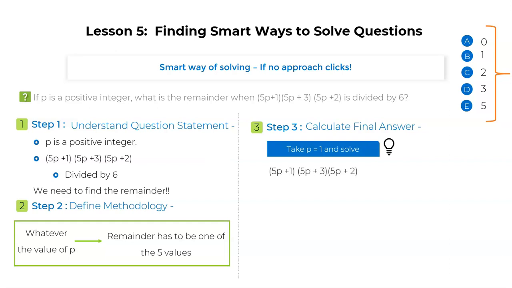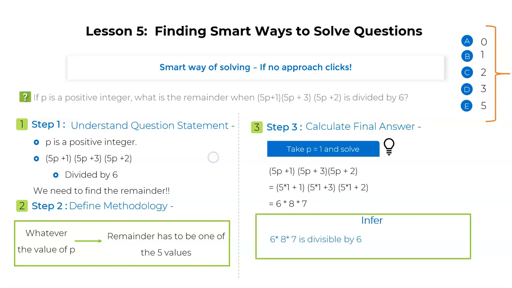So if I put p is equal to 1 here, I'll get 5 times 1 plus 1, 5 times 1 plus 3, 5 times 1 plus 2, and that is 6 times 8 times 7. And you can clearly see that 6 times 8 times 7 is completely divisible by 6, and that means the remainder has to be 0. So I hope this is perfectly clear how to solve questions taking values.